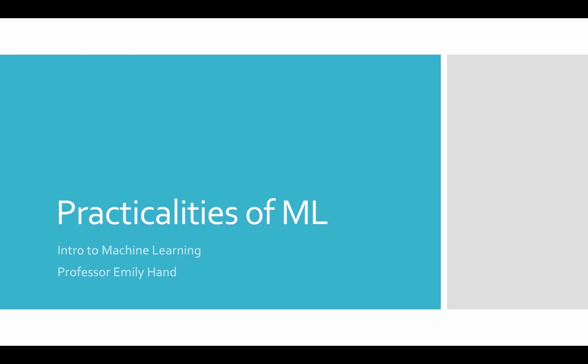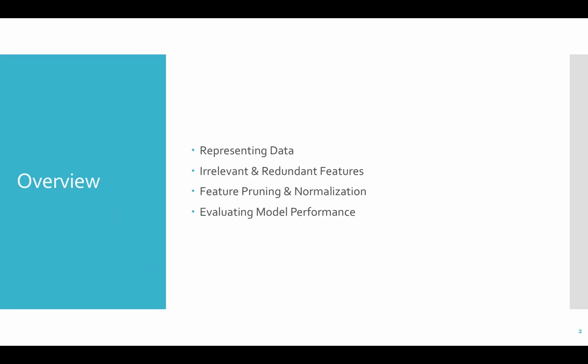Today we'll be covering practicalities of machine learning. There are many decisions you have to make as a programmer for a machine learning system. We've talked about hyperparameters before, and those are definitely things you'll spend many hours deciding. But there's a couple of other things that we're going to talk about today. The first is representing data. The second is irrelevant and redundant features, and then feature pruning and normalization. And finally, evaluating model performance.